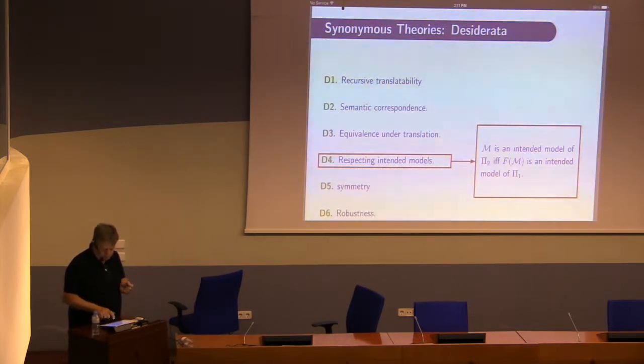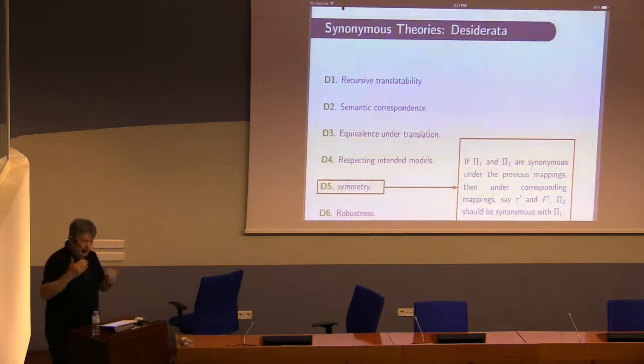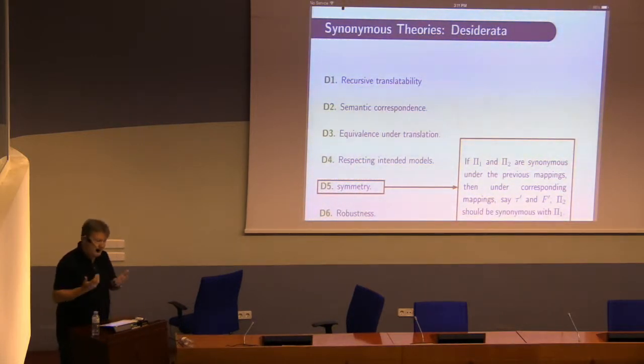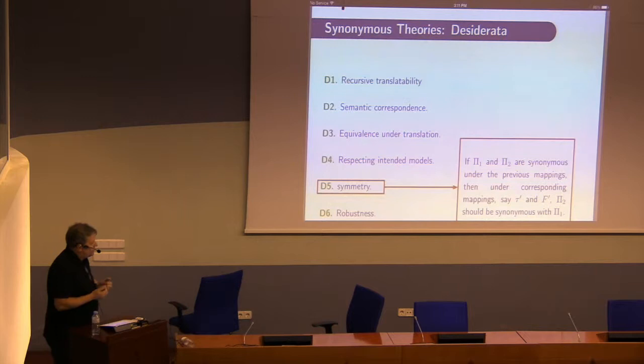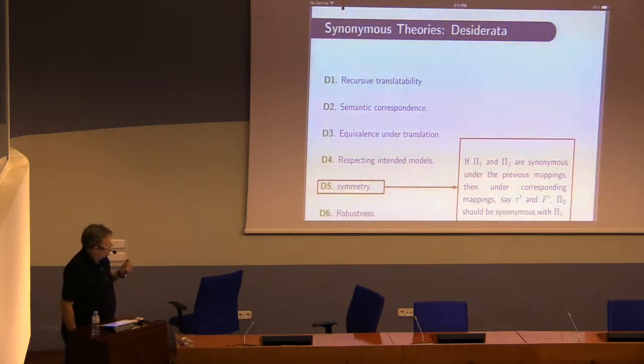Since we want synonymy to be essentially an equivalence relation, it should have a symmetry property. So if pi1 maps to pi2 and they are synonymous, then we want to be able to say that pi2 maps to pi1 in the same way.